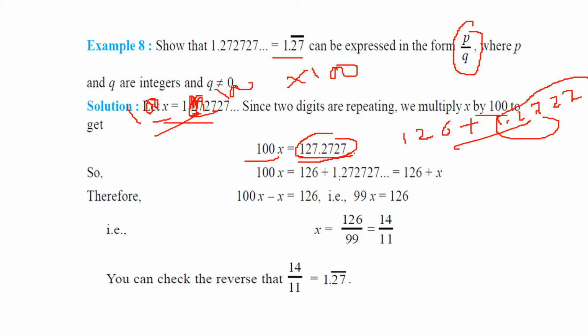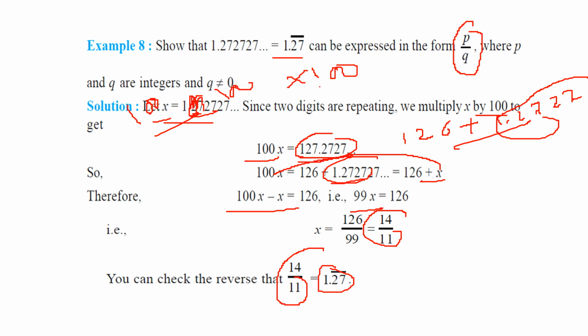So 126 plus x, this can be written as x. Now x has to be put here. So 126 will be 100x minus x. This will be 99x. x becomes 14 by 11. So this can be represented in p by q form.